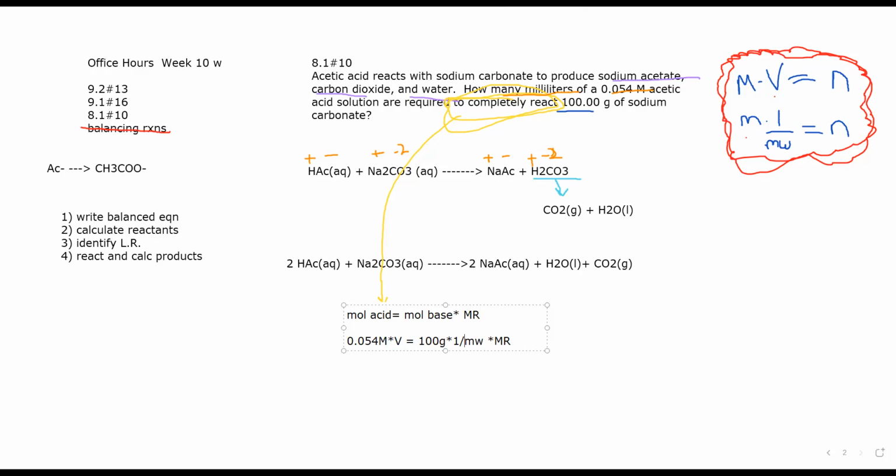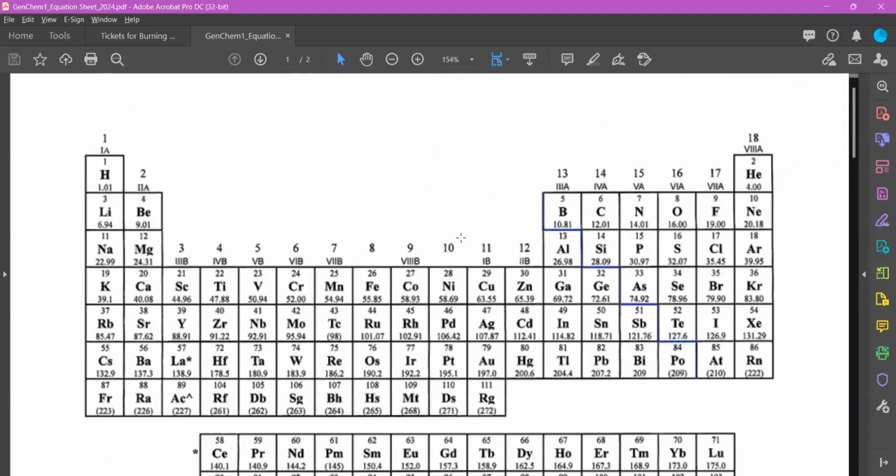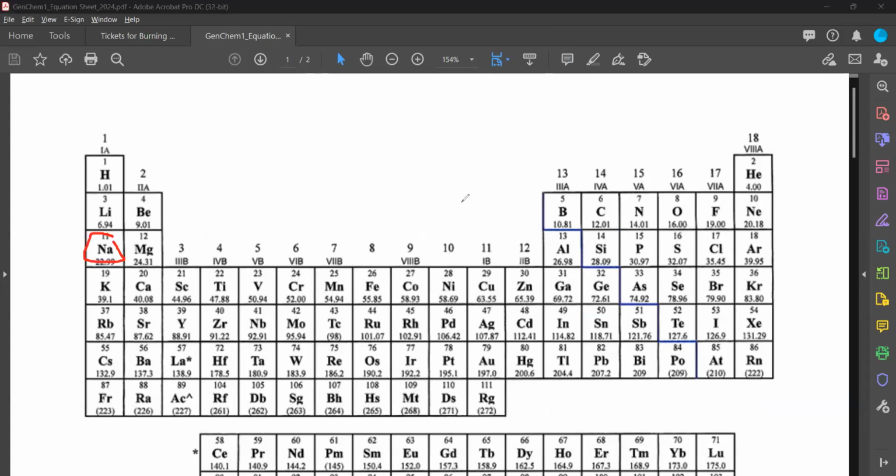carbonate, I can pull up my periodic table again. And I can look at sodium carbonate, and I can calculate the molecular weight of that. Give me a moment, unless somebody already has it to help me out. 3 plus 2 plus 12 plus 16 times 3. 106.